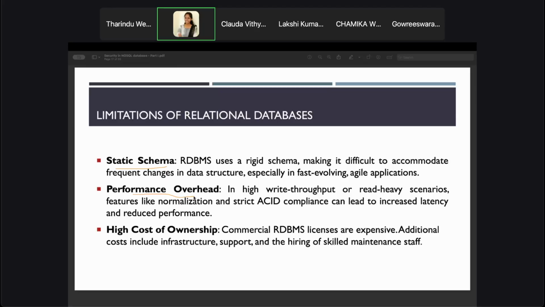Because usually in day-to-day life, each application might have many frequent updates from time to time. So when you have a relational database management system, it has to go through all these normalization and ACID property checks in order to approve a transaction. In that case, it will reduce the performance. There will be high latency, so the time taken to get your results will be high, and your performance will be lower. That's the next issue.